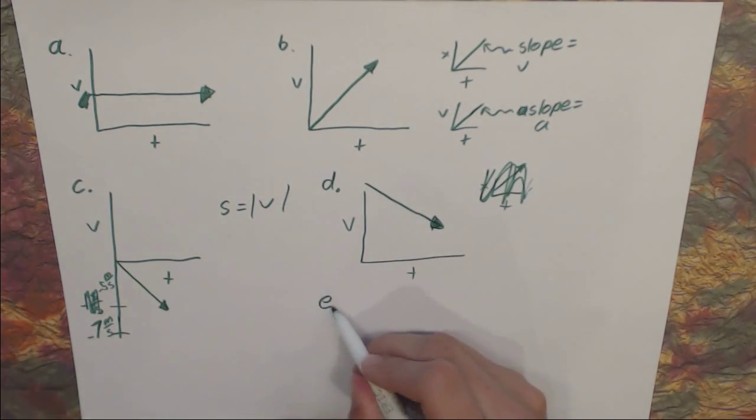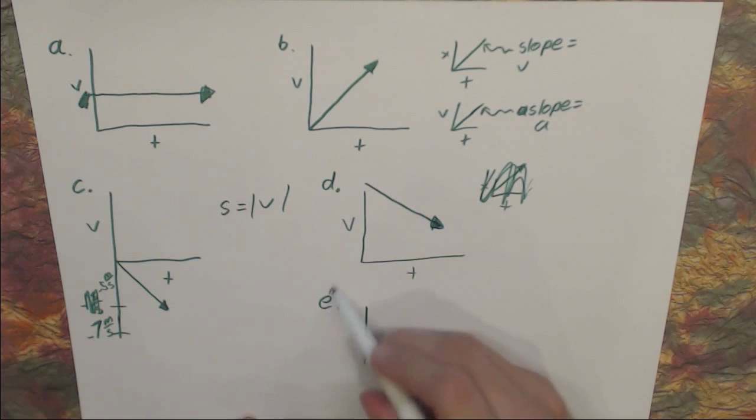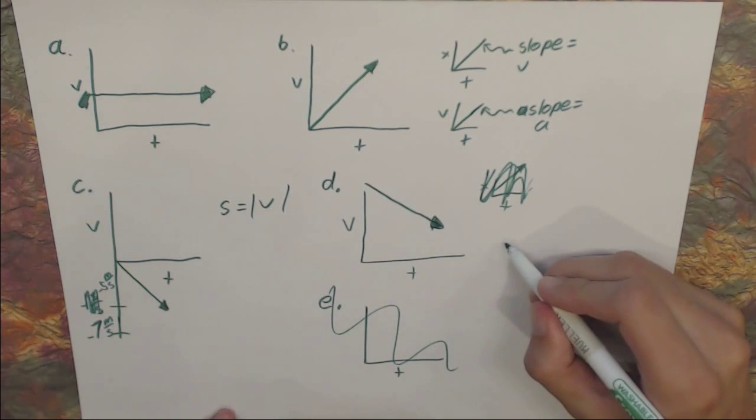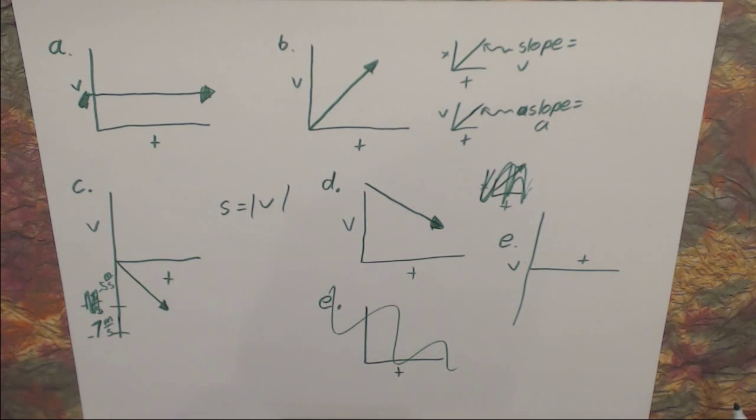And finally, part E says a camel slowing down at a uniform rate, moving in the negative direction. Actually, let me redraw this. Let's see, can you see this? Yes, you can. So the camel's moving in the negative direction, meaning that our velocity has to be below 0, but it's slowing down.